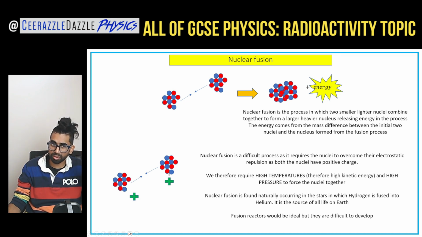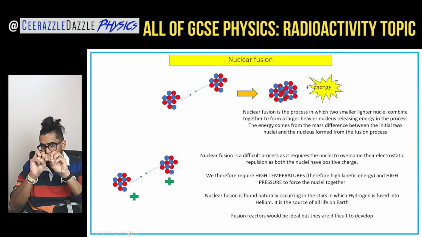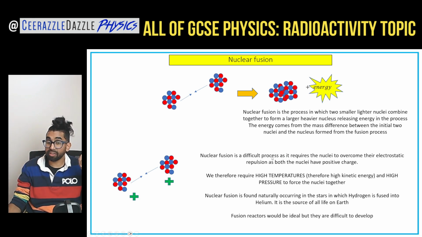The reason why this is difficult is because, don't forget, both the nuclei are positively charged. Yes, there's loads of protons there, loads of protons there. Therefore, they will be repelled from one another. So you need high temperatures and high pressure for this to occur, which are really difficult to achieve on Earth. Nuclear fusion, though, can be found naturally within all the stars. So all the stars are powered by nuclear fusion. They are fusing hydrogen into helium. So they get hydrogen, it's fused into helium, and that's what produces the energy which we have on Earth.